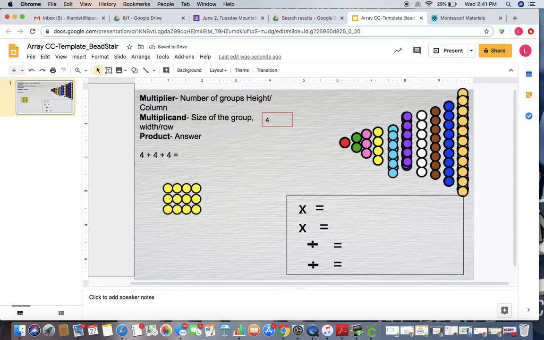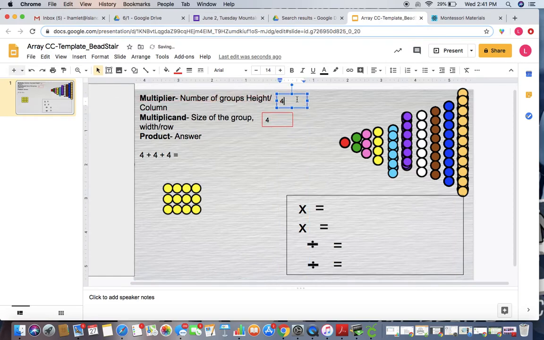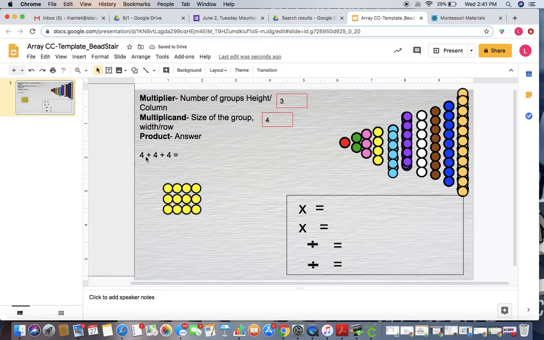And then we also know our multiplier, or the number of groups that we have, which is also considered the height or the column, which here's our height. We have 1, 2, 3. We can also see we have 1 bead bar, 2 bead bars, 3 bead bars. So we also can now say that we know our multiplier is 3. Or we have this repeated addition sentence here. We're also adding together 4 plus 4 plus 4.